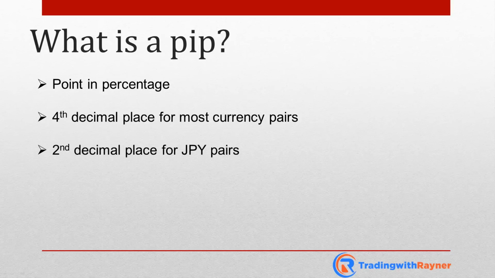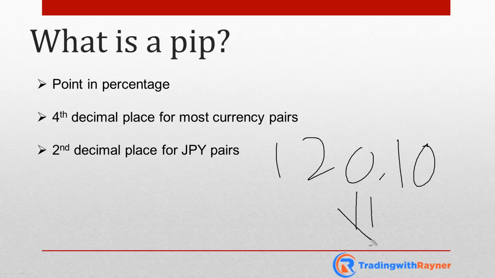For the yen currency pairs, it's slightly different. So for yen, let's say it's trading at 120.10. Let's say it drops 5 pips. So it's now trading at 120.05. You're looking at the 2nd decimal place for the yen currency pairs. So bear in mind, a pip basically refers to the smallest price move in a currency pair.